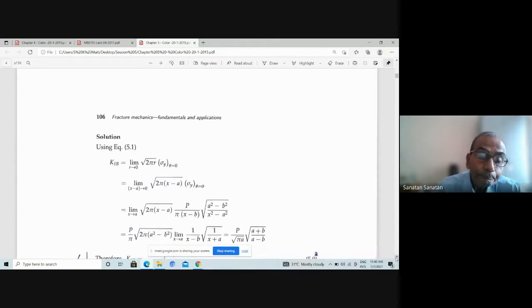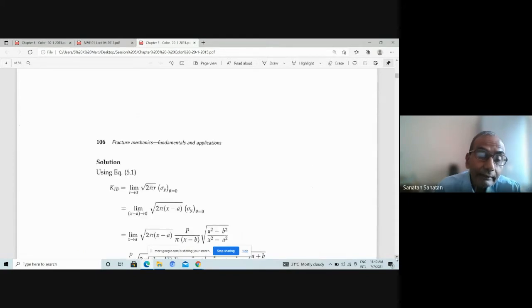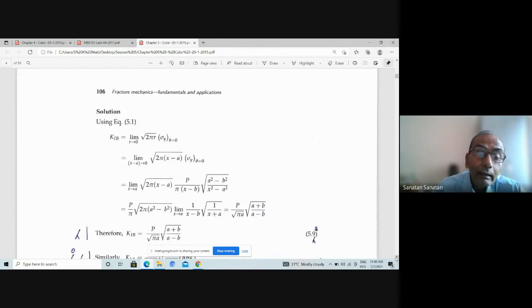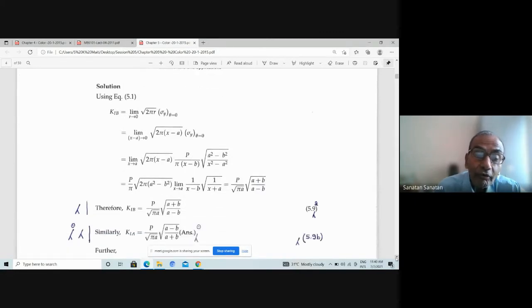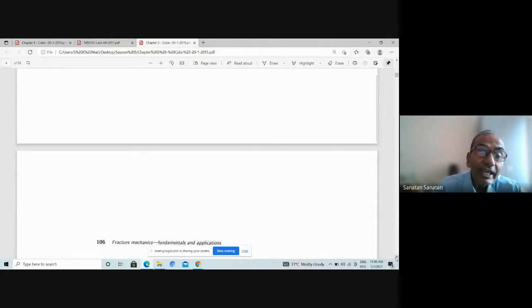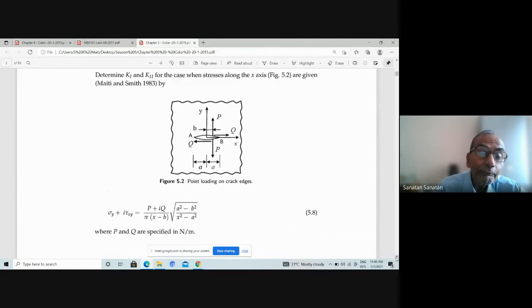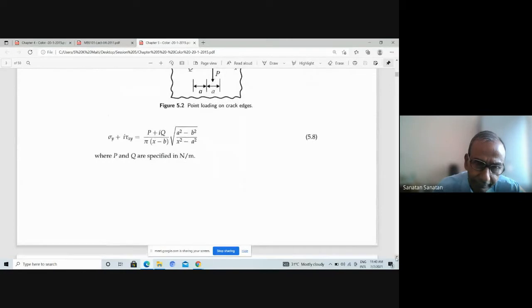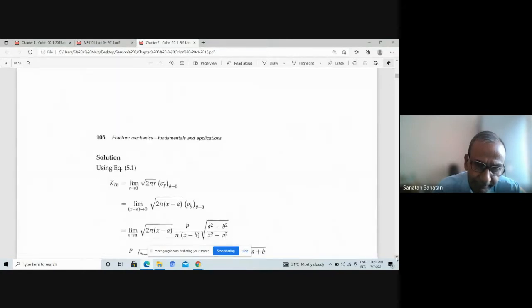And so let's actually take some example here. The solution for this is the solution for this problem itself. So this is problem 5.1. So this is the problem. For its solution, we want to obtain the SIF. So in this case, concentrated loading is there, P and Q, and then the expression for the stress intensity factor.